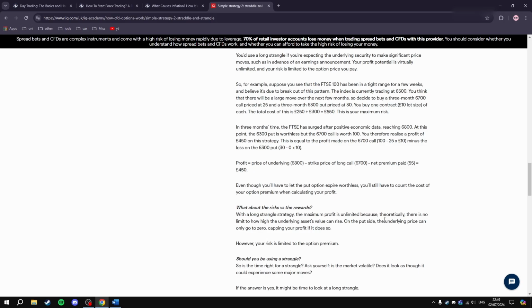How is net premium paid 55? Is it net premium paid 550? Even though you have to let the put option expire worthless, you still have to count the cost of the option premium when calculating your profit.